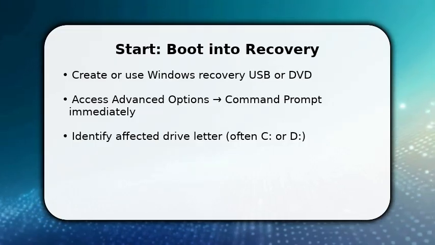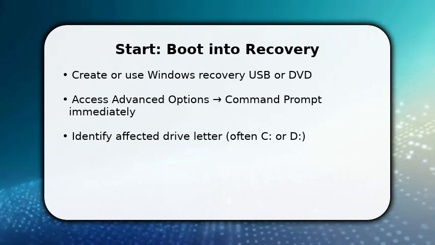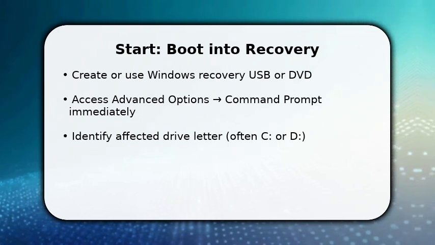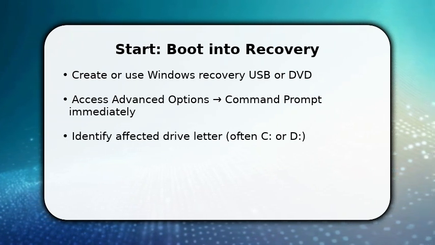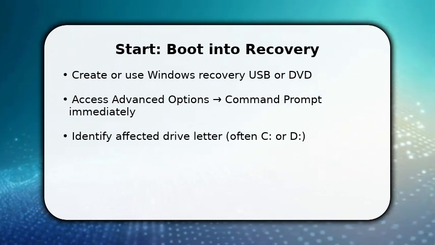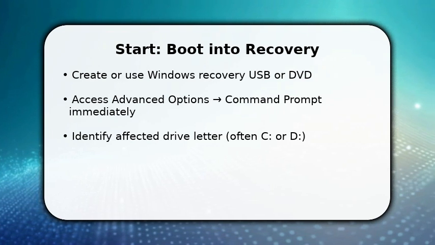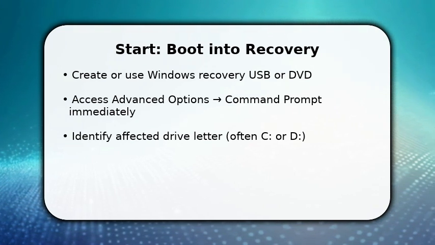You'll boot directly into the Windows recovery environment using a recovery USB or install media. This avoids booting from the corrupted system. Once done, choose Troubleshoot, Advanced Options, Command Prompt so you can run repairs manually. Make sure to determine the correct system drive letter by running diskpart and list volume. This prevents applying fixes to the wrong partition.